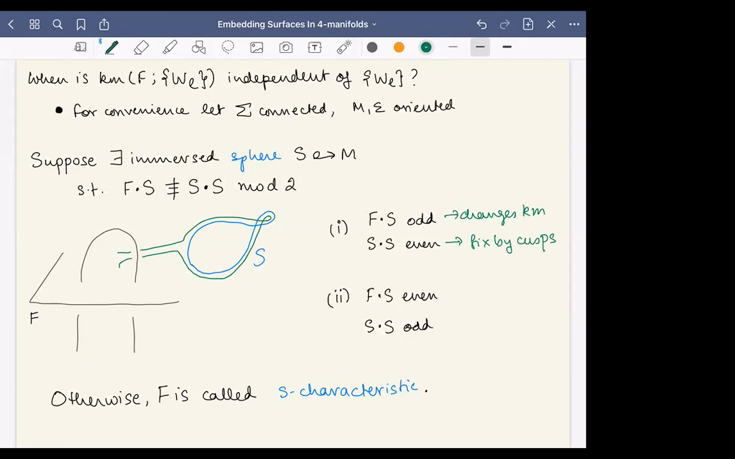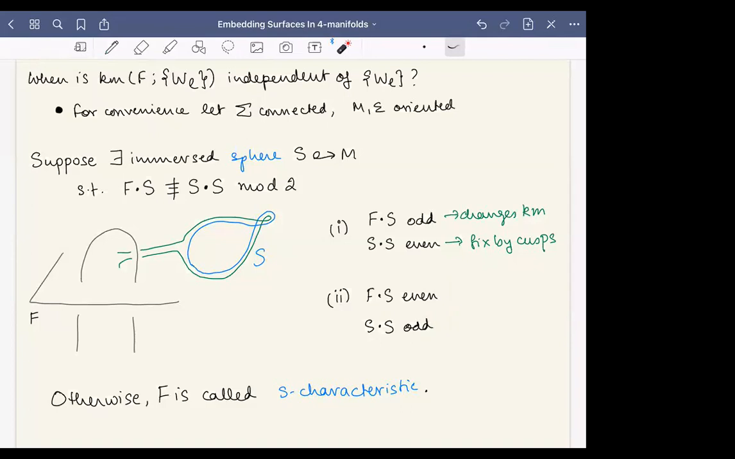In the other case, it's a bit harder. It's a bit more subtle, but not by that much. This seems to indicate that the Kervaire-Milnor count does not change, but because this changes, S dot S changes the framing by an odd number. And to fix it, you get an additional intersection with F. So having such a sphere in your manifold means that Kervaire-Milnor is not well-defined, because I just showed you how to change the count by one. So if this does not happen, F is said to be spherically characteristic.